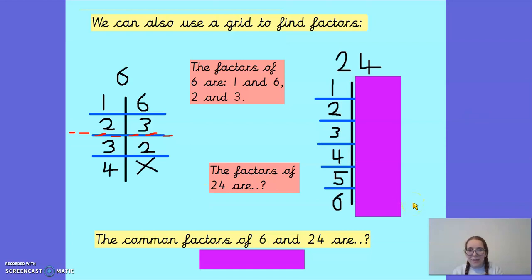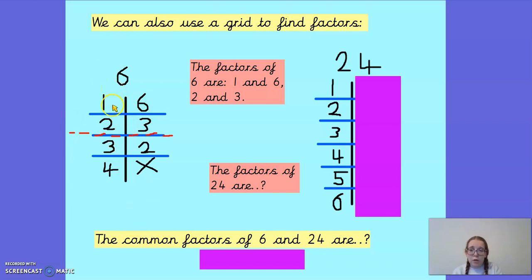Okay, in this method here, we can also use a grid, a factor grid to help us. Now I've filled out this already. I've got my 6 factor grid here. I know that the factors of 6 are 1, 6, 2 and 3. Now I've carried on filling in my factor grid.